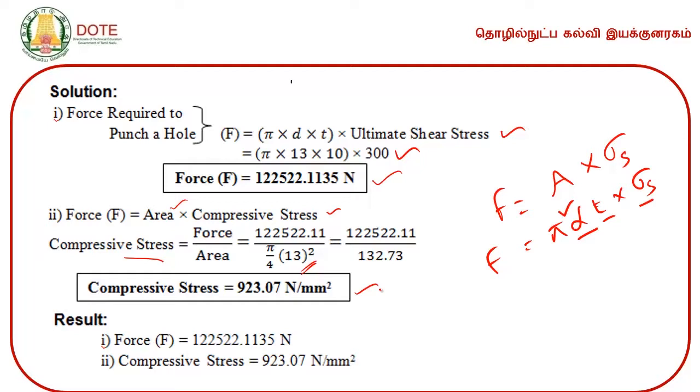Now we can summarize the results. Force is equal to 122.522.1135 Newton. This can be represented in terms of kilonewton also. Since it is a larger value, very difficult to handle, and since it is going to be the answer, we can write it as 122.5 kilonewton, and the compressive stress is given by 923.7 Newton per mm square. I hope you understand the problem.